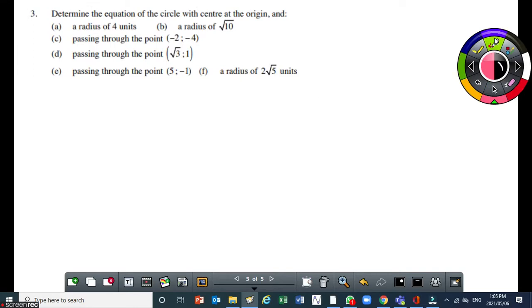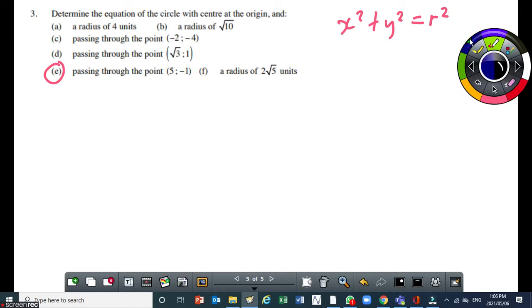Okay, just as a reminder, our equation of a circle is x squared plus y squared equal to r squared. So for this question it says, determine the equation of a circle centered at the origin passing through the point where x is 5 and y is minus 1. Okay? That's E. Right. So do F also, but let me do E first.